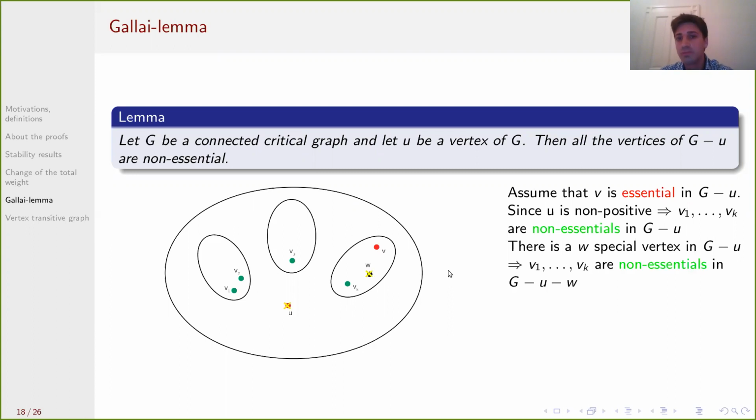Now, what to do? We delete W. What does it mean? It means that we deleted a special vertex, so it doesn't change anyone's type. In particular, all these greens remain green. Okay, green means non-essential.